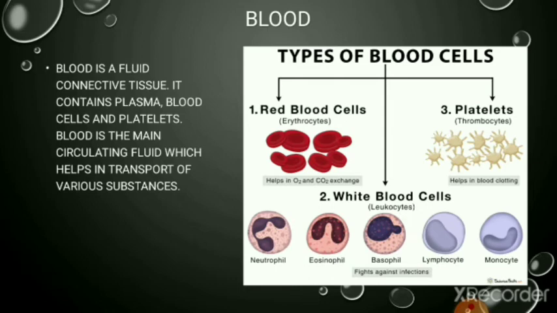The basic function of all these types of cells, that is the WBCs, is the protection of the body from foreign particles or different kinds of antigens which enter the body, while the basic function of RBCs is the transportation of respiratory gases, that is oxygen and carbon dioxide. And the function of platelets we have already discussed, that is it helps in the process of blood clotting.